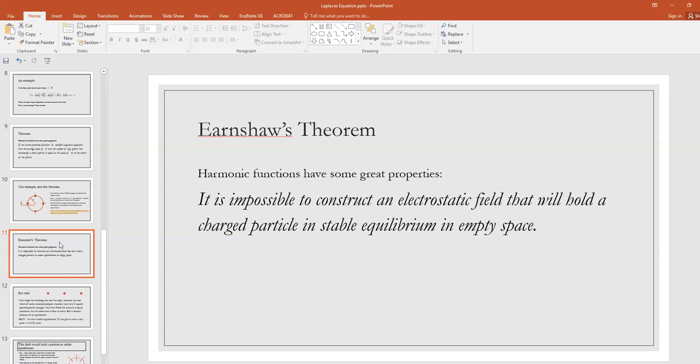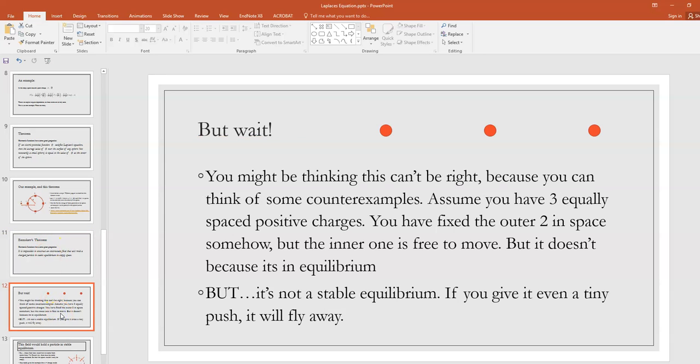Okay? So, you're never going to be able to construct an electrostatic field, static field, that will hold a charged particle in stable equilibrium in empty space. So there's a lot of points there to break down. So let's think about all the possible counter-arguments that someone might have for this Earnshaw's theorem. So first of all, you're thinking, wait a second, that's not right.